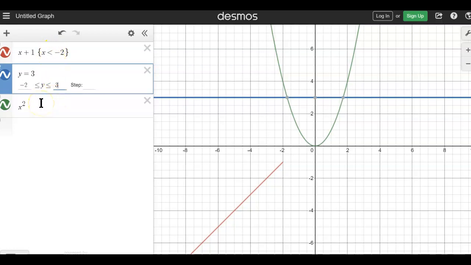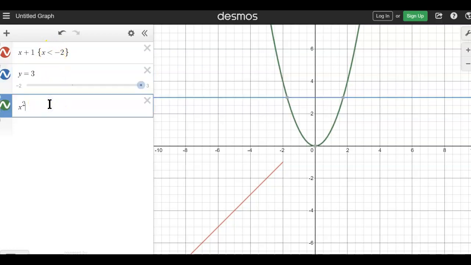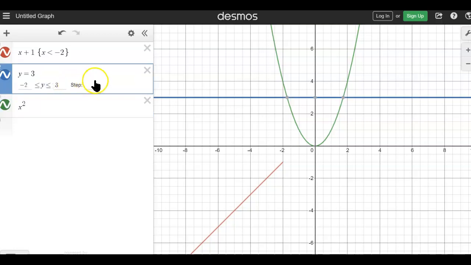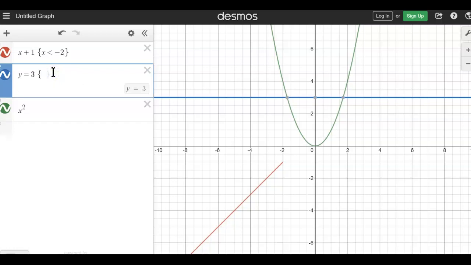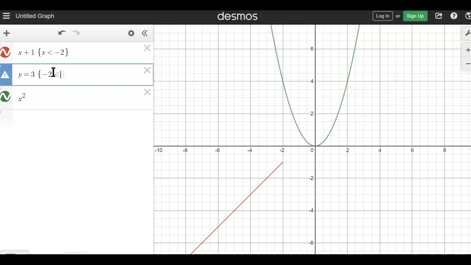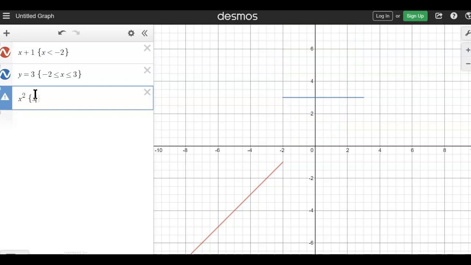Hang on, does it do that? I want it to be, sorry, negative 2 less than or equal to x less than or equal to 3. There we go. So it cut that graph into just a small portion. And then the last part for the x squared, that is x greater than 3.